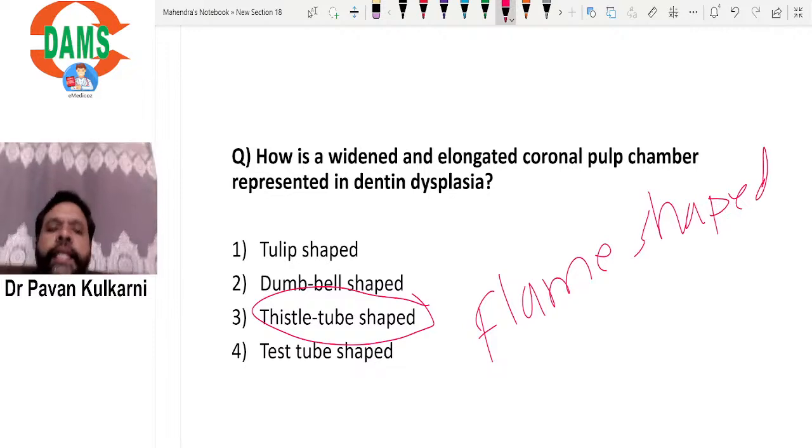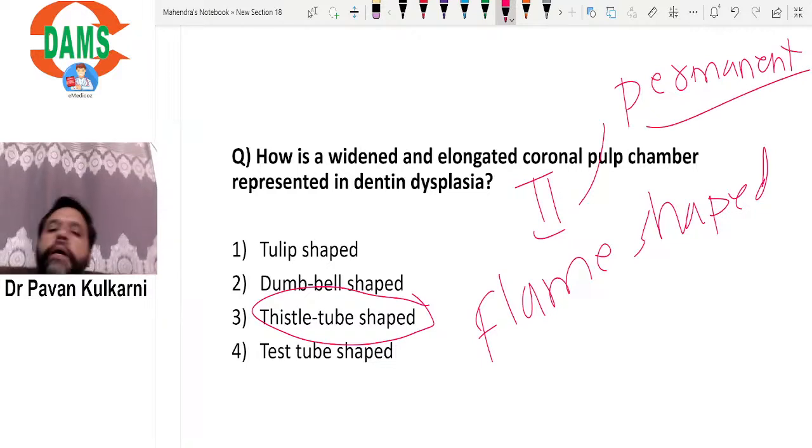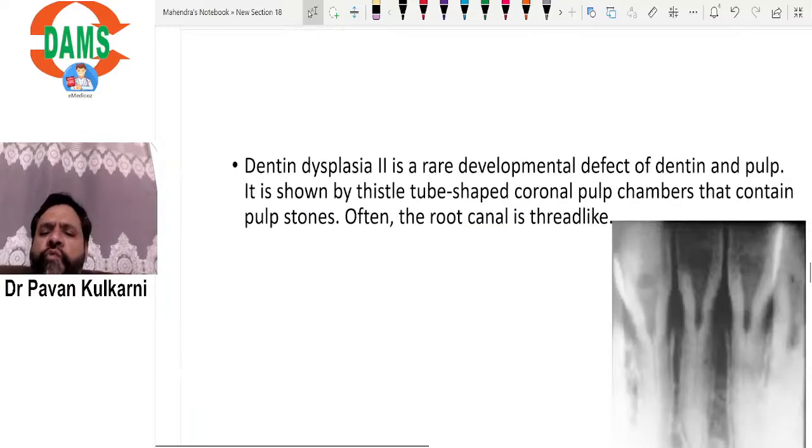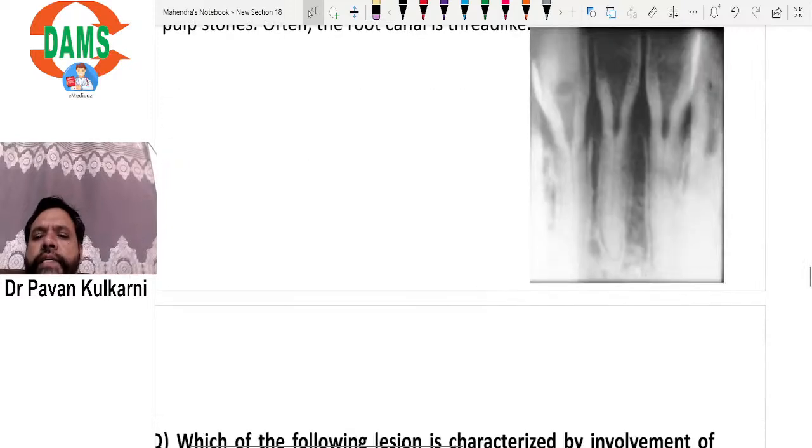Remember, dentin dysplasia type 2, particularly in permanent teeth, not deciduous teeth. In dentin dysplasia type 2, permanent teeth, the pulp will be enlarged, described as thistle tube or flame shaped pulp. I'll show you a radiograph, that very classical radiograph. Please look at this. We'll see the written part later.